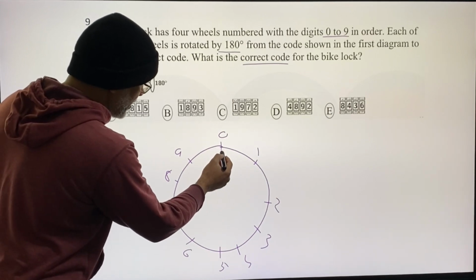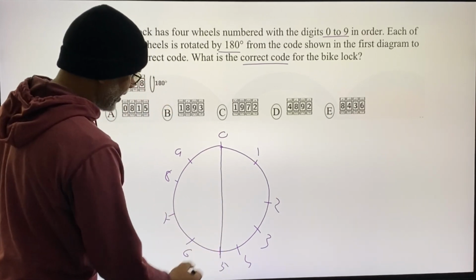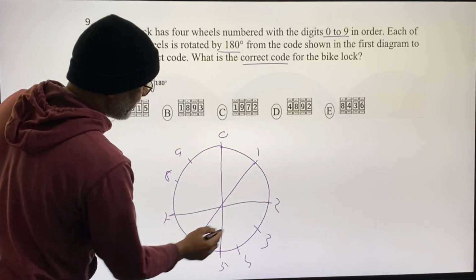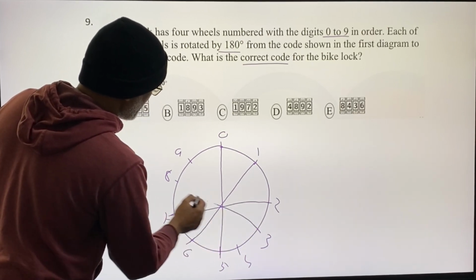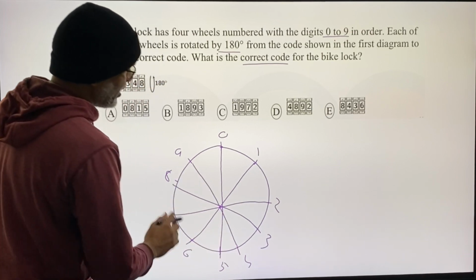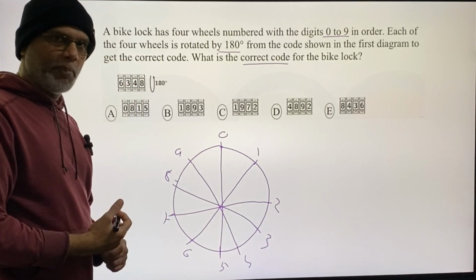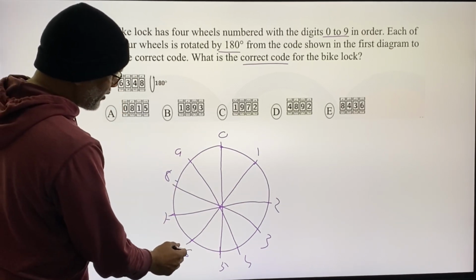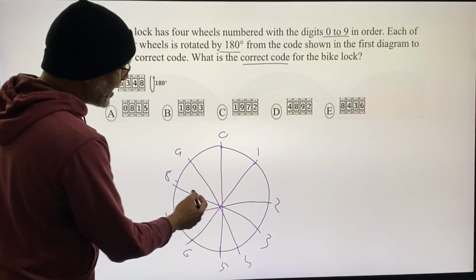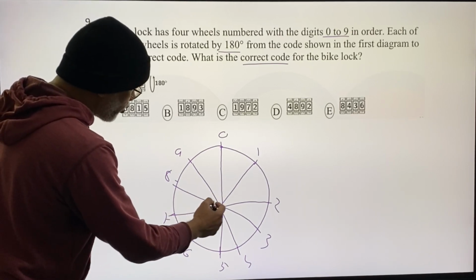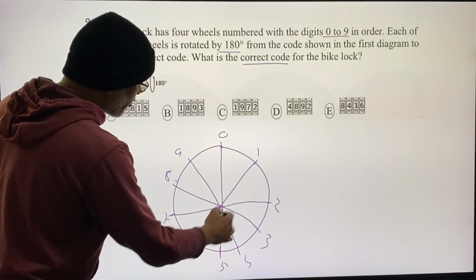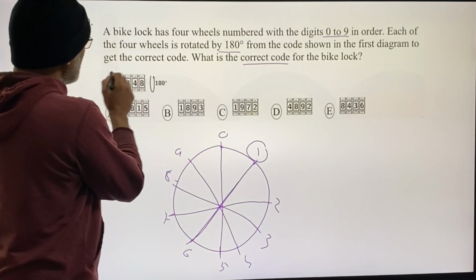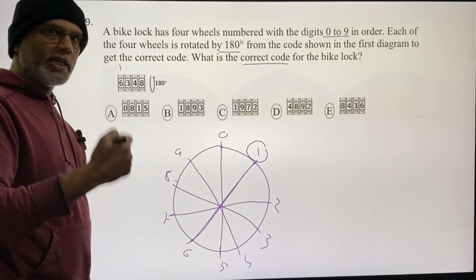Alright, so 0 is opposite of 5, right? 1, 6, 2, 7, 3, 8, and 4, 9. So they are 180 degrees apart. Alright, so if we start with 6 and go 180 degrees, as you can see, it doesn't matter whether we go clockwise or anti-clockwise, we end up at the same number. So from 6 on the opposite side we find 1, so this will be 1 if we rotate it 180 degrees.